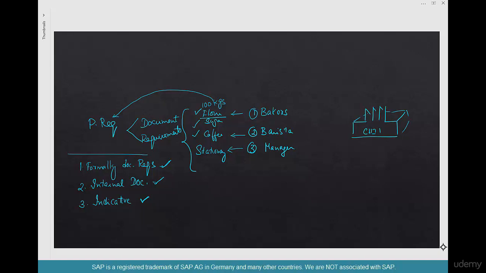So finally, this PREQ can eventually be converted into a purchase order or many other documents that go out to the vendor and eventually is acted upon. So that's a purchase requisition. Now, in the next chapter, we are going to create a purchase requisition and see how it can be converted to a purchase order.